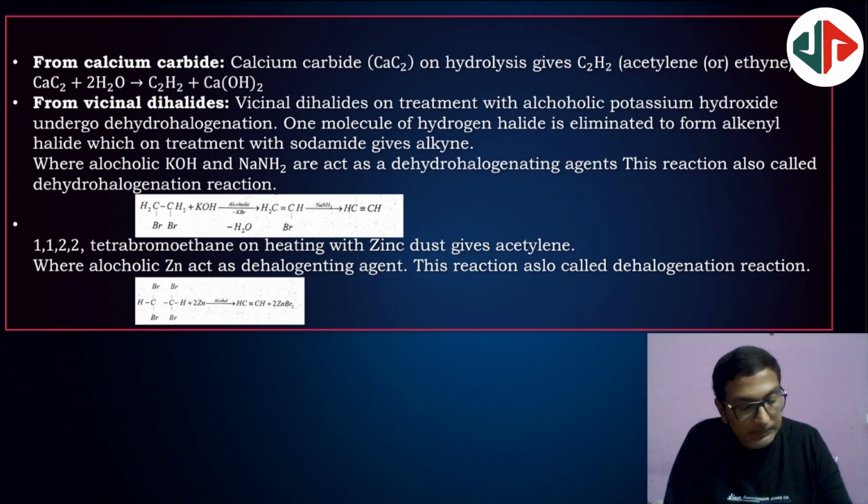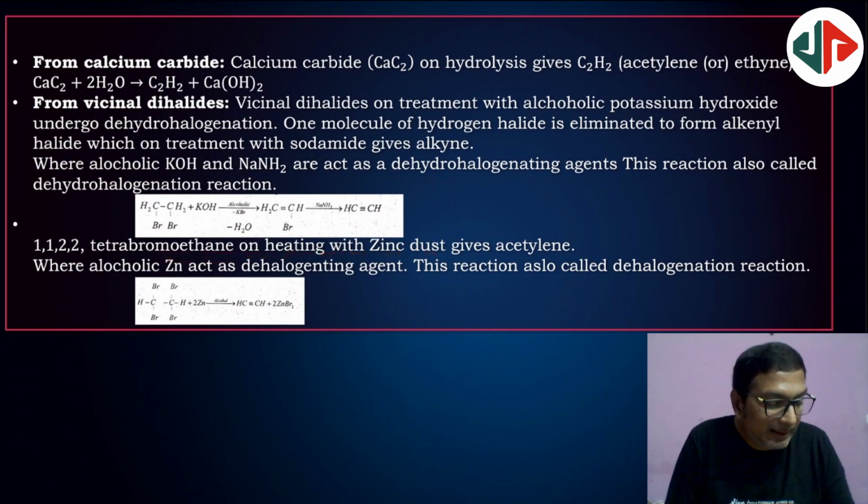Next, alcoholic KOH and sodium amide are dehydrohalogenating agents. Dehalogenation also gives the corresponding alkynes with zinc dust. Tetrahalides, here we should take tetrahalides. So vicinal dihalides means dehydrohalogenation. Tetrahalides means dehalogenation.